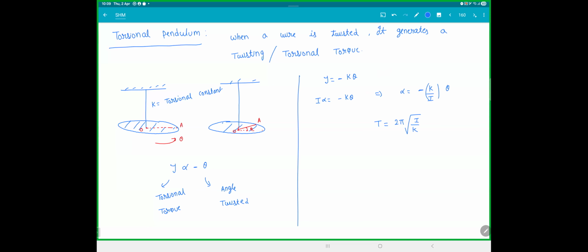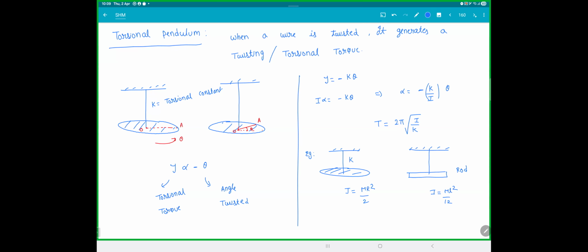So there are no questions on this, pretty straightforward questions you'll get at a Mains level. For example, if you have a disk, the moment of inertia is mr square by 2. You should just know this. Substitute there, you get the answer. Suppose instead of a disk you have a rod, the moment of inertia is ml square by 12. Substitute there, you get the answer.